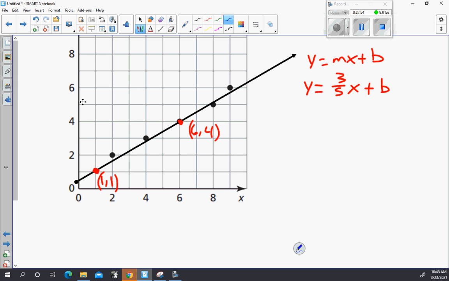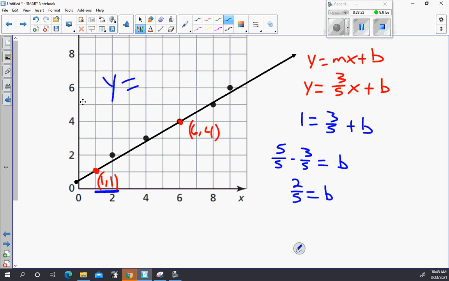Choose a point. I'm going to choose 1, 1, because those are easy points. 1 equals 3 over 5 times 1 plus b. Subtract 3 over 5. Okay, so I'm going to say 5 over 5, because that's 1, minus 3 over 5 equals b. I get 2/5 equals b. So my equation of the line of best fit is y equals 3/5 x plus 2/5.